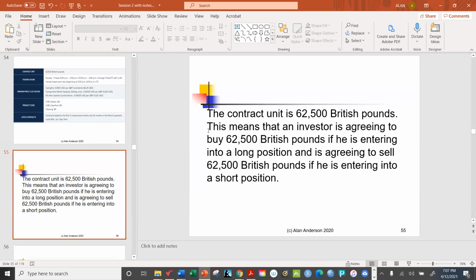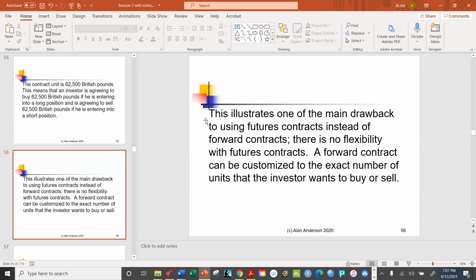All right, so we have 62,500 pounds underlying this contract. And we can't do anything about that. If you don't want that, you have to go somewhere else. Yeah, there's no flexibility here. With a futures contract, you have to take what you get. With a forward contract, it can be customized any way you like.